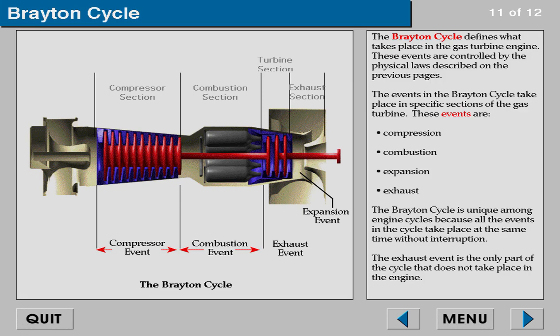The Brayton cycle defines what takes place in the gas turbine engine. These events are controlled by the physical laws described on the previous pages. The events in the Brayton cycle take place in specific sections of the gas turbine. These events are compression, combustion, expansion, and exhaust. The Brayton cycle is unique among engine cycles because all the events in the cycle take place at the same time without interruption. The exhaust event is the only part of the cycle that does not take place in the engine.